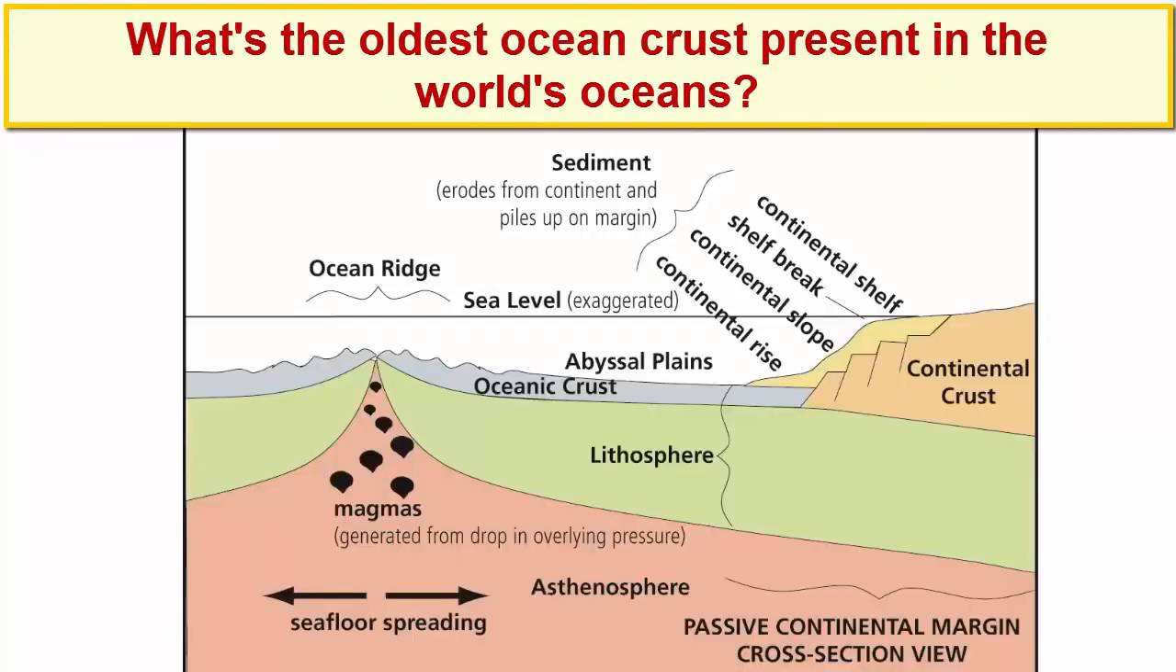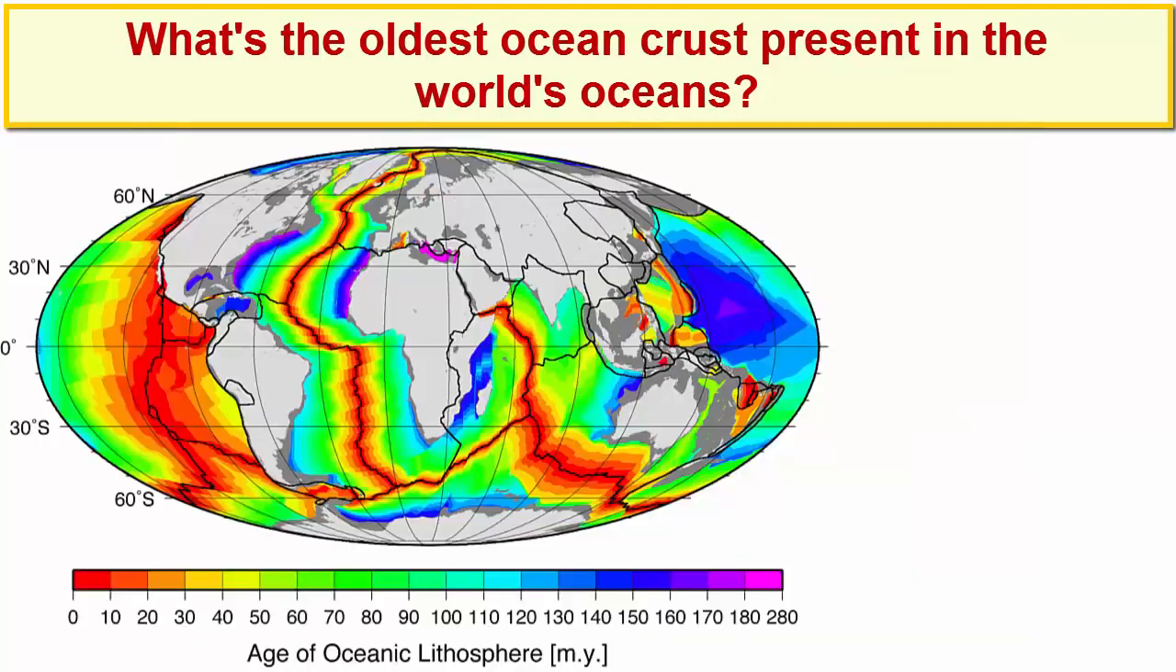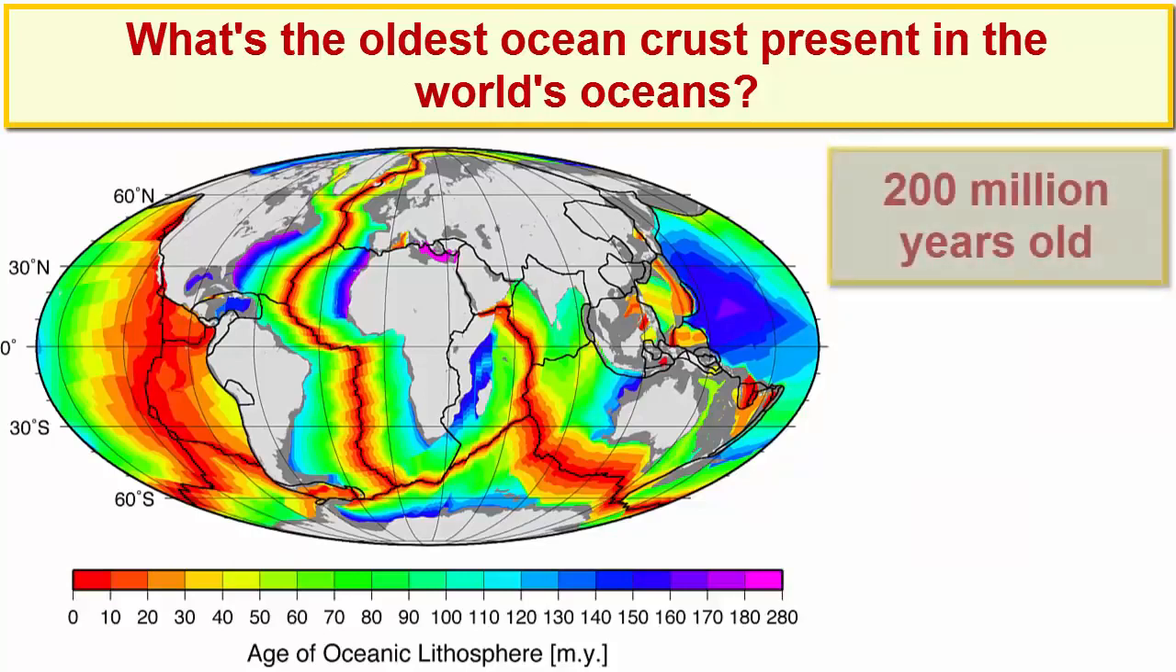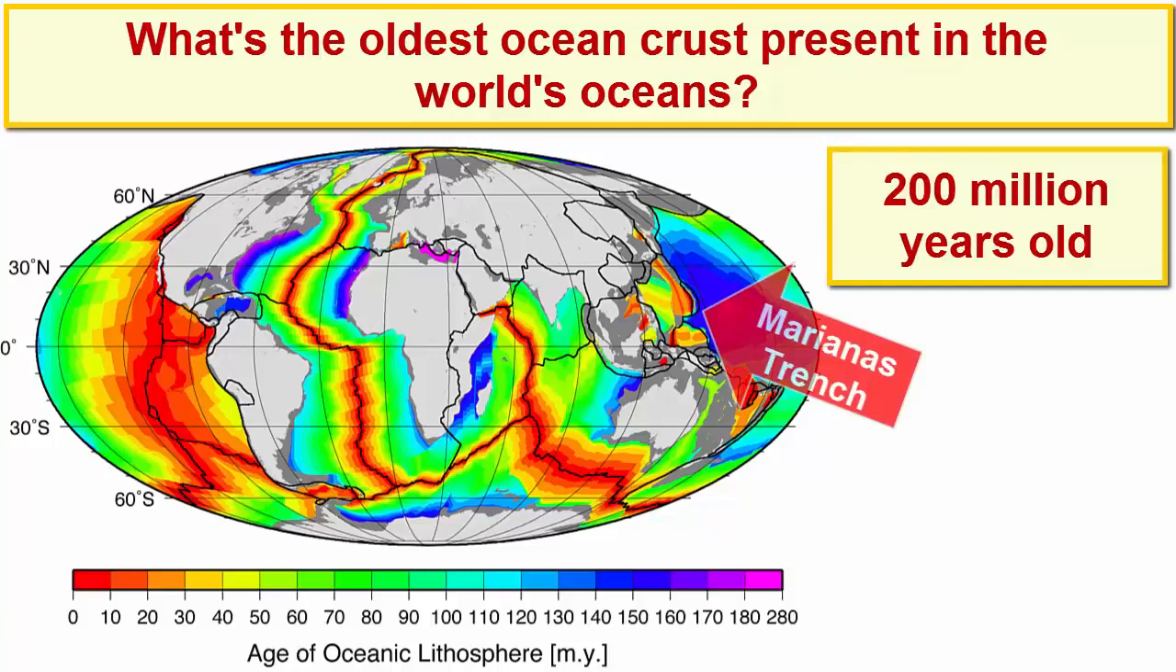How old does ocean lithosphere need to be before it detaches and subducts all on its own? All we can find to answer that question is the age of the oldest ocean rock currently residing in the oceans, and that's 200-million-year-old rock subducting under the Marianas Trench in the Pacific.